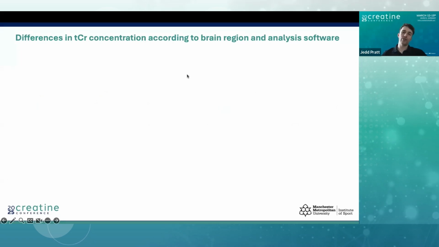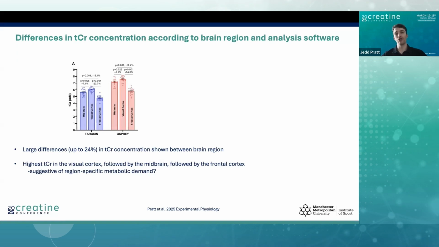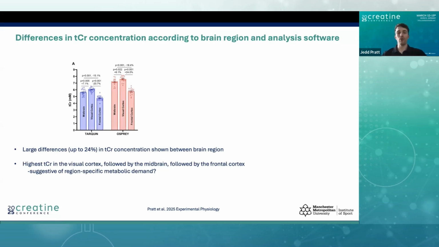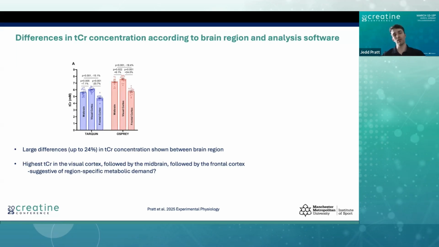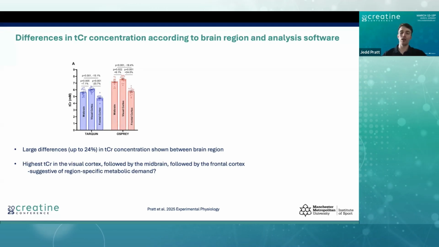What we did find, and was quite interesting really, is quite large differences in total creatine concentrations across the different regions. So we found differences of up to 24% in total creatine across brain regions. We found the highest in the visual cortex, followed by the midbrain, and then the frontal cortex with the lowest concentration. So this is again suggesting to us that there may be this metabolic specificity in terms of the concentrations of creatine that are found in these different brain regions.